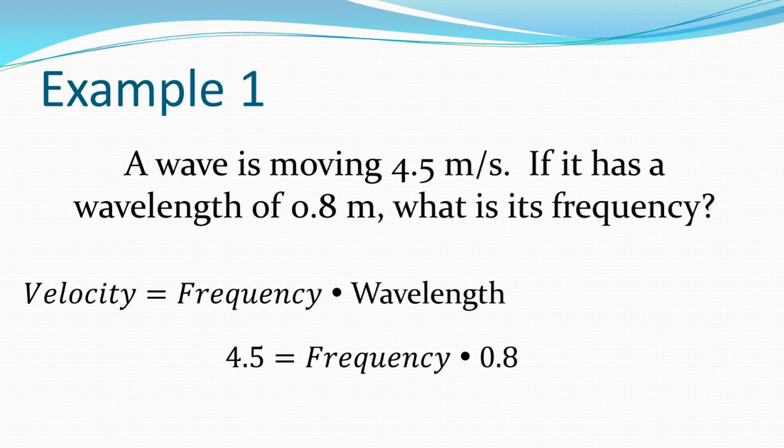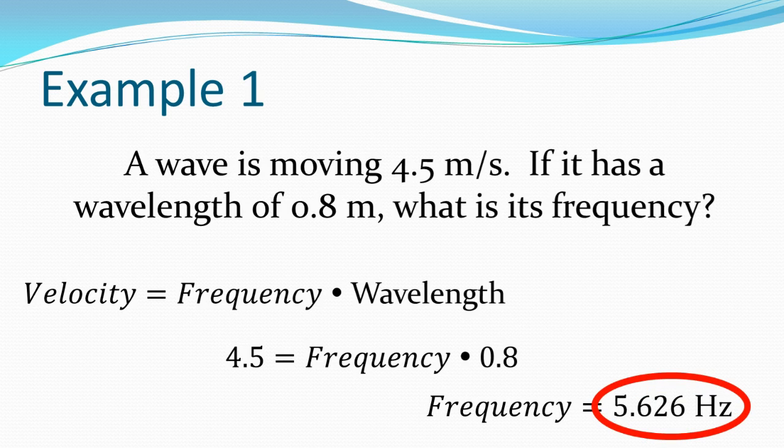In this case, I have frequency times 0.8 equals 4.5. I need to get frequency by itself. I'm multiplying my unknown by 0.8, so I would divide both sides by 0.8. 4.5 divided by 0.8 gives me 5.626 hertz, or 5.626 waves per second.